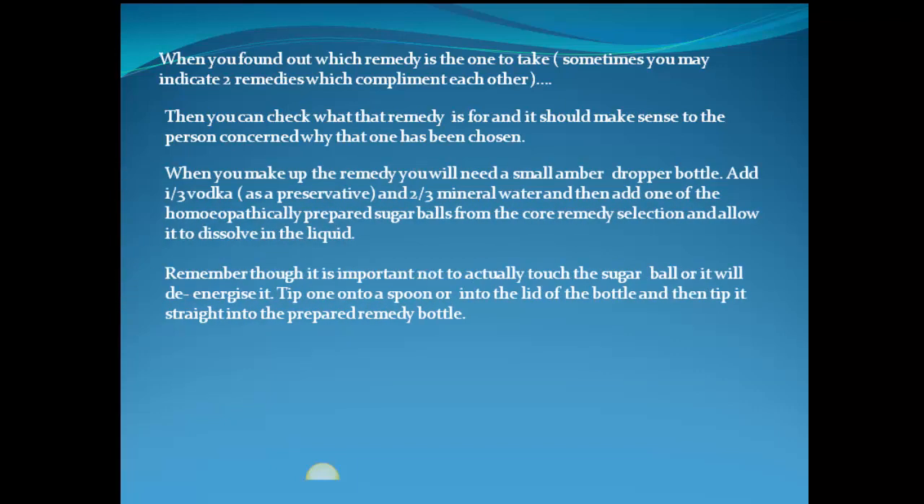So how do you make the remedies then? Well, you'll need a small, 10ml if you can get one, amber dropper bottle, which you can get from chemist shops or health shops. Add a third of a bottle of vodka, so fill it a third of the way up with vodka, and that's in there as a preservative. And then add the other two thirds of the bottle, top it up with fresh mineral water. And then you add one of those homeopathically prepared little sugar balls that I talked about from the Core Remedy selection bottle, and allow it to dissolve in the liquid.